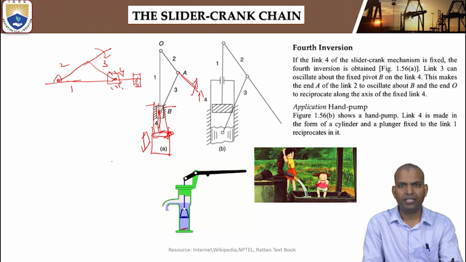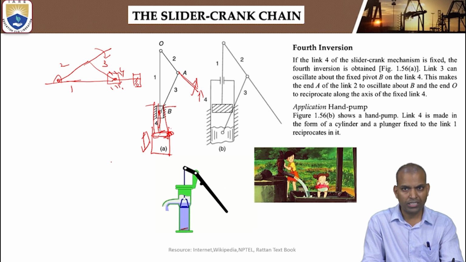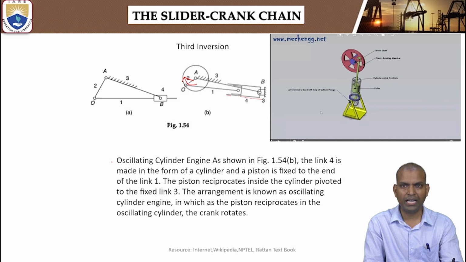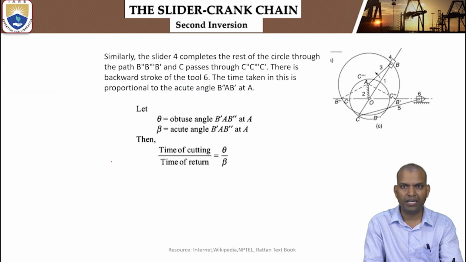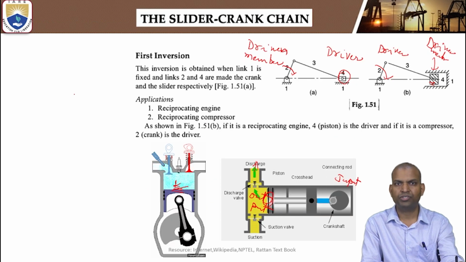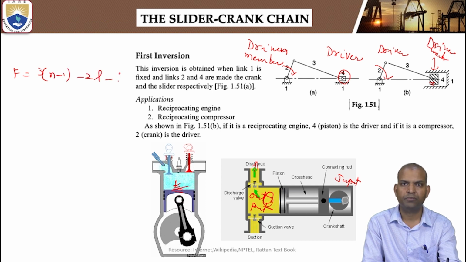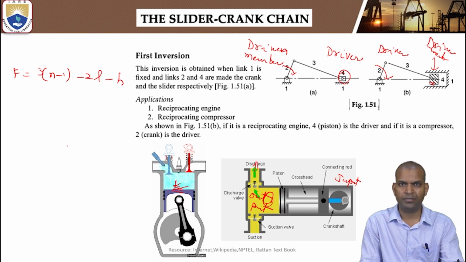Now coming to apply the degree of freedom concepts to all these inversions. What is the degree of freedom? Let us begin. How to calculate the degree of freedom of all these mechanisms? If you apply the degree of freedom concept for these mechanisms, based on the principle of Grubler's criterion, what is the formula? That is 3 into degree of freedom equal to 3 into (n minus 1) minus 2 times lower pairs minus higher pairs. So what is the degree of freedom for this mechanism?